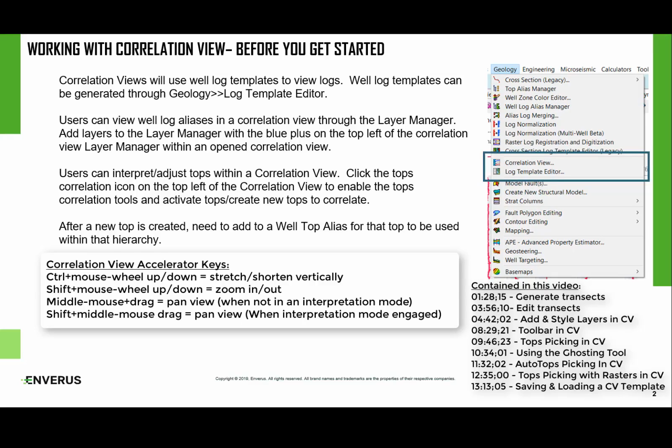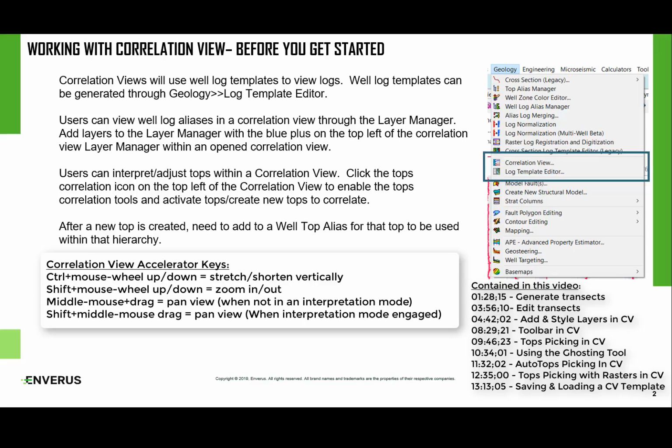Just a note, some correlation view accelerator keys are here. Control plus mouse wheel up and down will stretch and shorten the view vertically. Shift plus mouse wheel up and down will zoom in and out. Middle mouse drag will pan the view when you're not in an interpretation mode, and a shift middle mouse drag will pan the view when the interpretation mode is engaged.